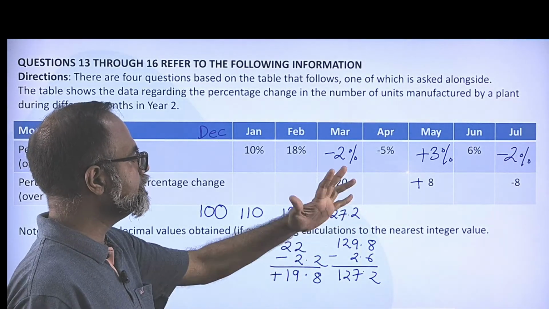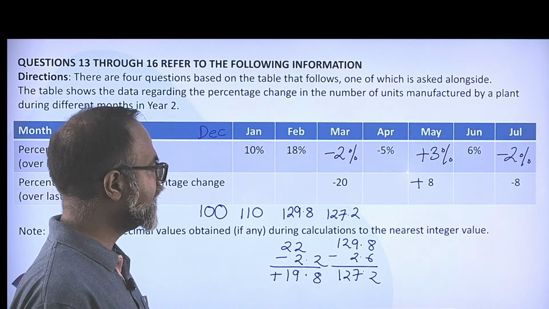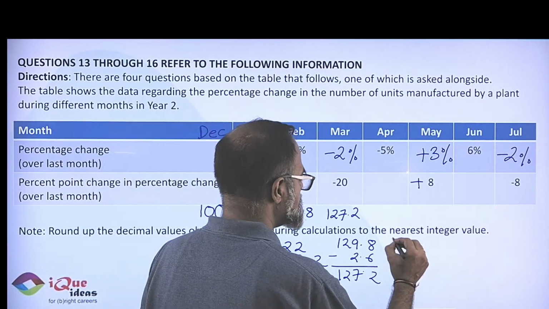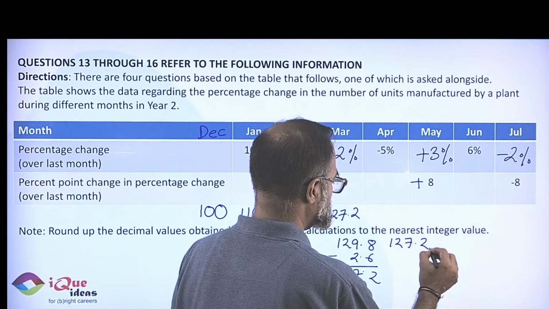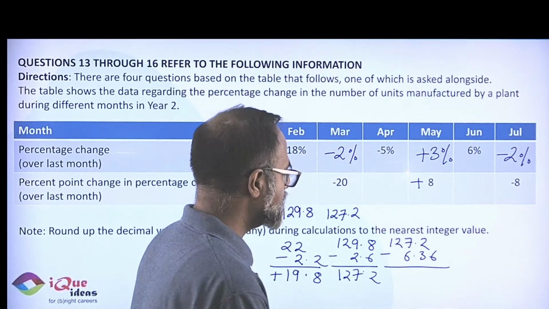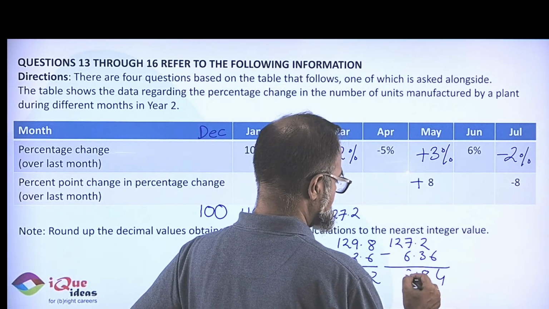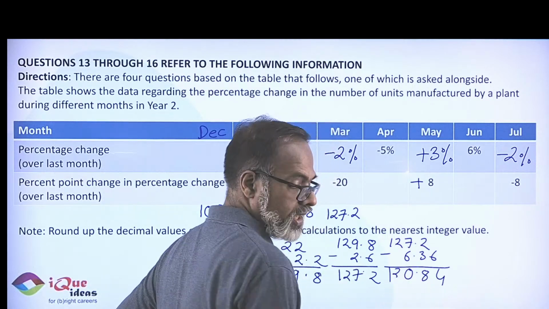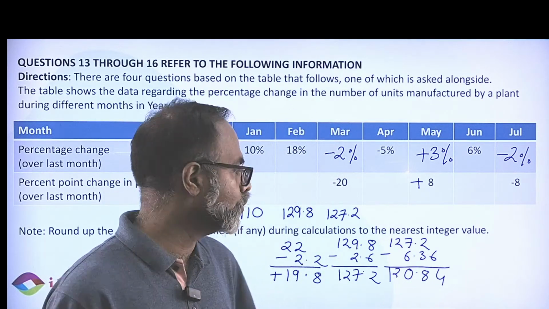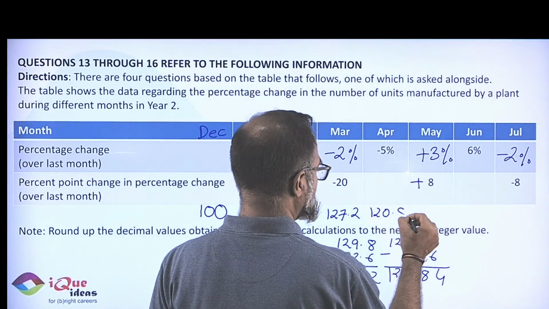So 10% of 127.2 is 12.72. Half of that, 6.36. So 127.2 minus 6.36. So 10 minus 6, 4, 11 minus 3, 8, 6 minus 6, 0, 2 and 1. So 120.84. Let's round it off. So I'll just keep this as 120.8.